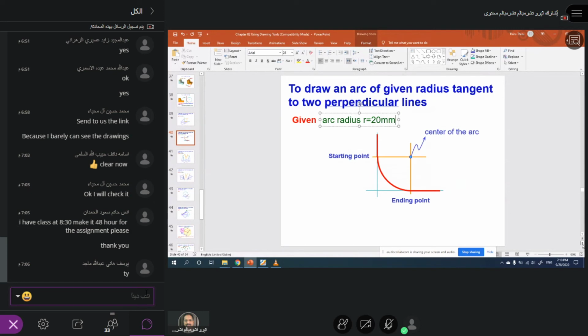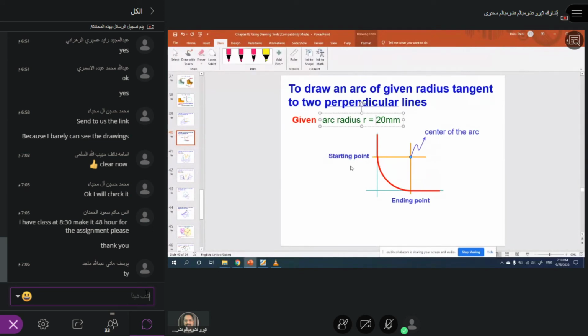So you can start doing it now. If the radius is 20 millimeters, you know how you can do that. First, what you have to do is draw a line, a free line, and another line perpendicular. This is not perpendicular. My electronic pen is giving me a lot of trouble. Okay, so let me try it here itself.